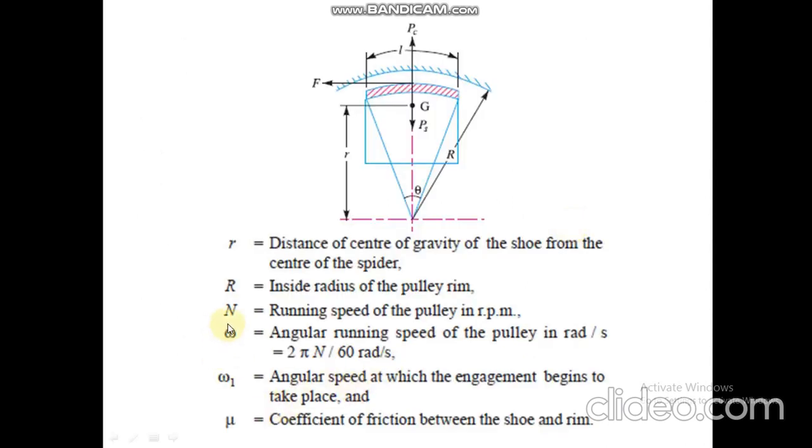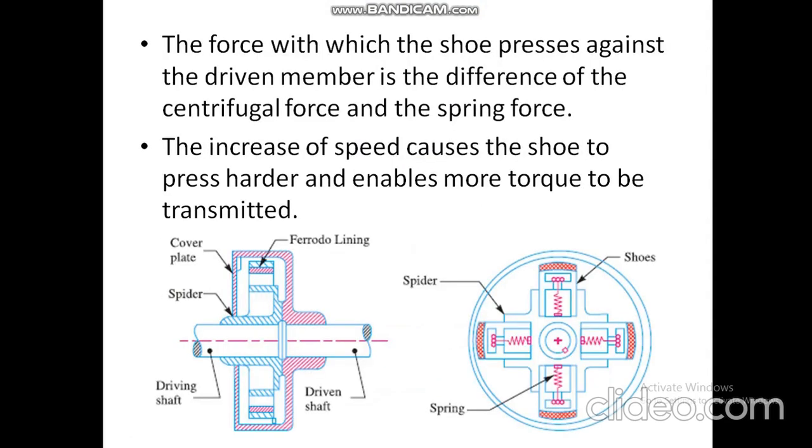Now N is the RPM, running speed of the pulley. Omega is angular velocity, which can be calculated from 2 pi N upon 60 radian per second. And omega 1 is the angular speed at which the engagement begins to take place. So let's understand this concept.